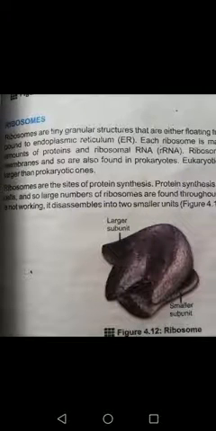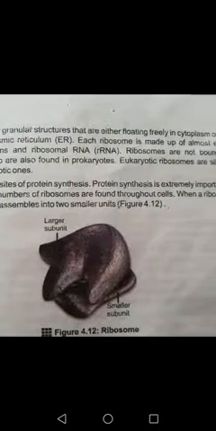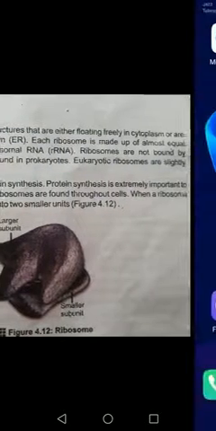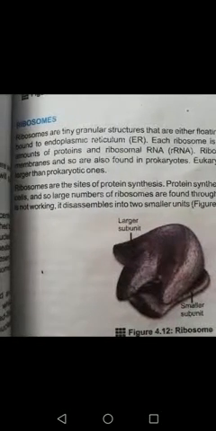But there is a difference between eukaryotic and prokaryotic ribosomes. Eukaryotic ribosomes are larger. Size wise, eukaryotic ribosomes are slightly larger than prokaryotic ones.